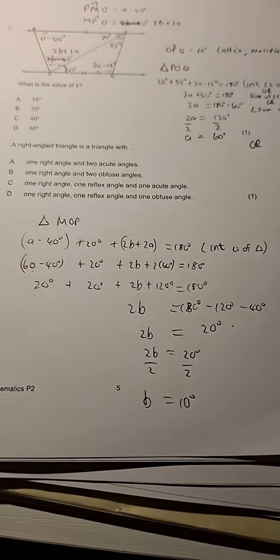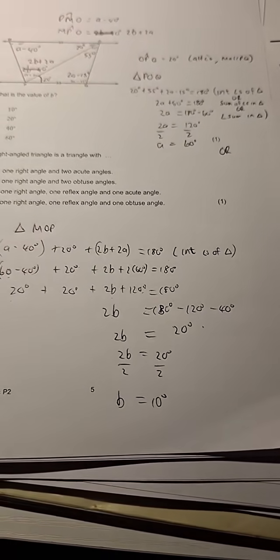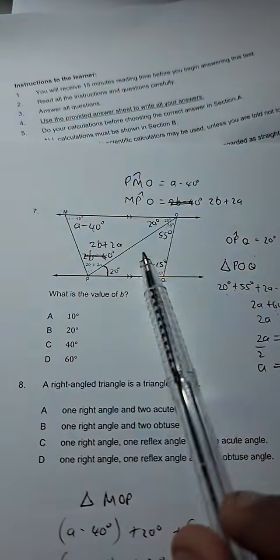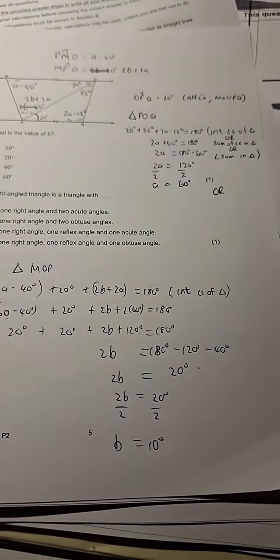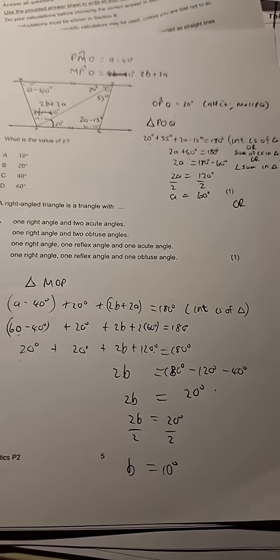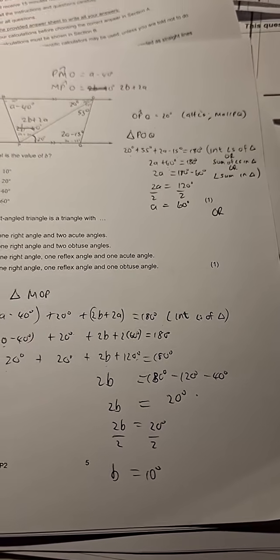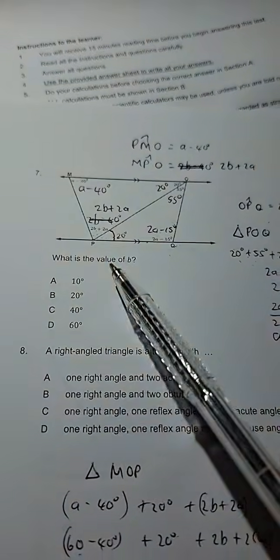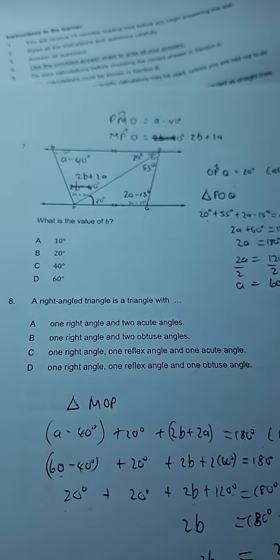Now, if you are still writing control tests this term, then your teacher could give you a question like this and ask what's the value of B, but the mark allocation would definitely have to be accommodative of the question that they are asking. All right. So option A is the right option.